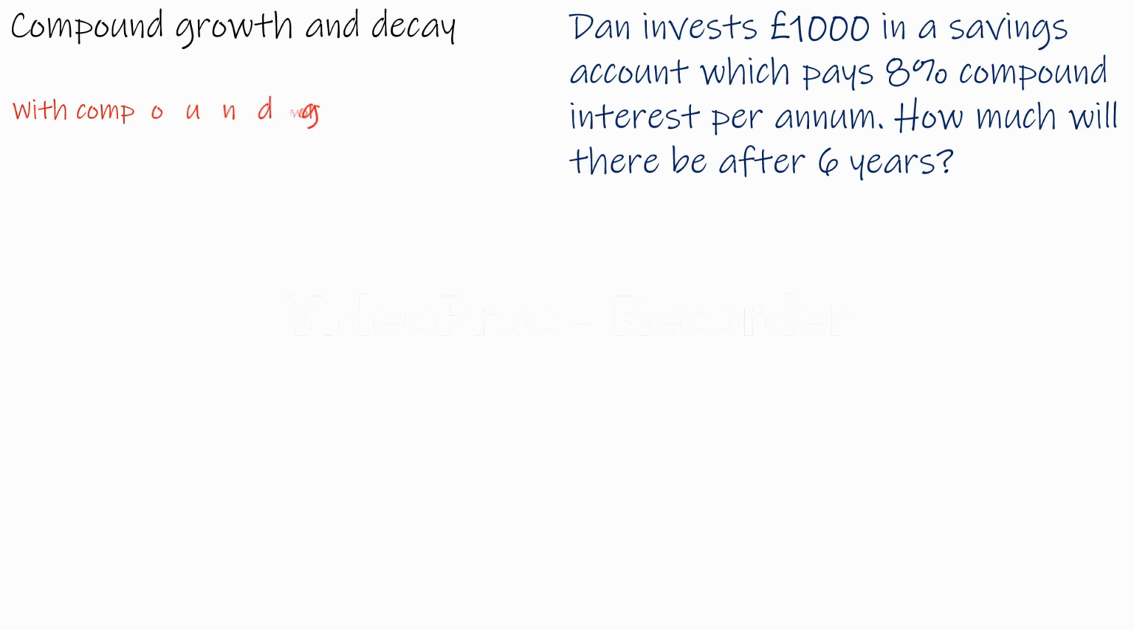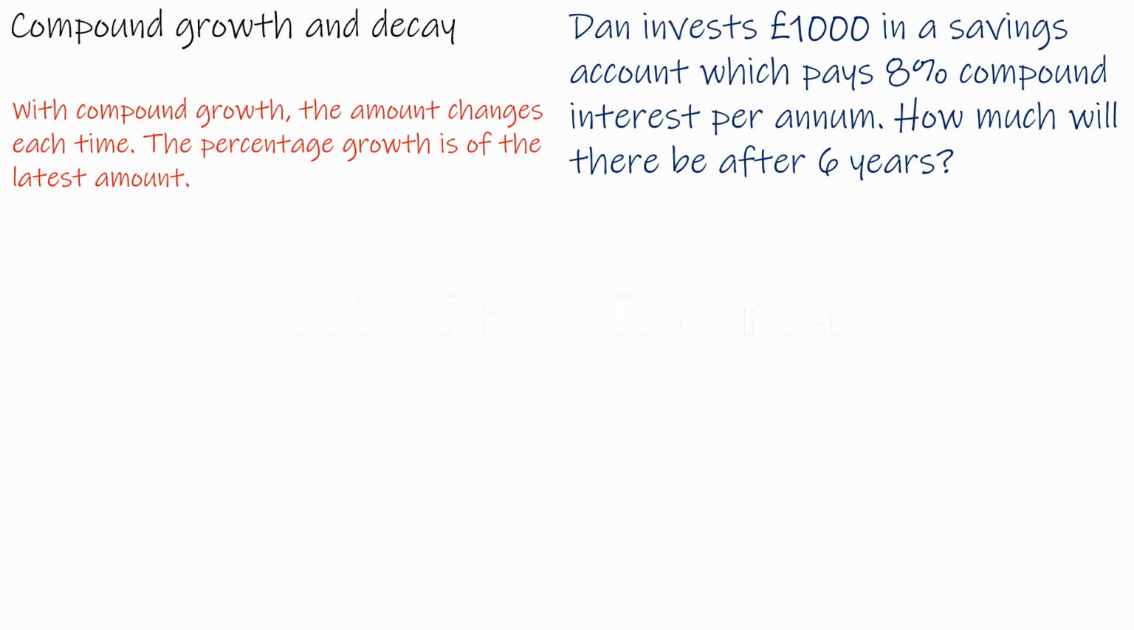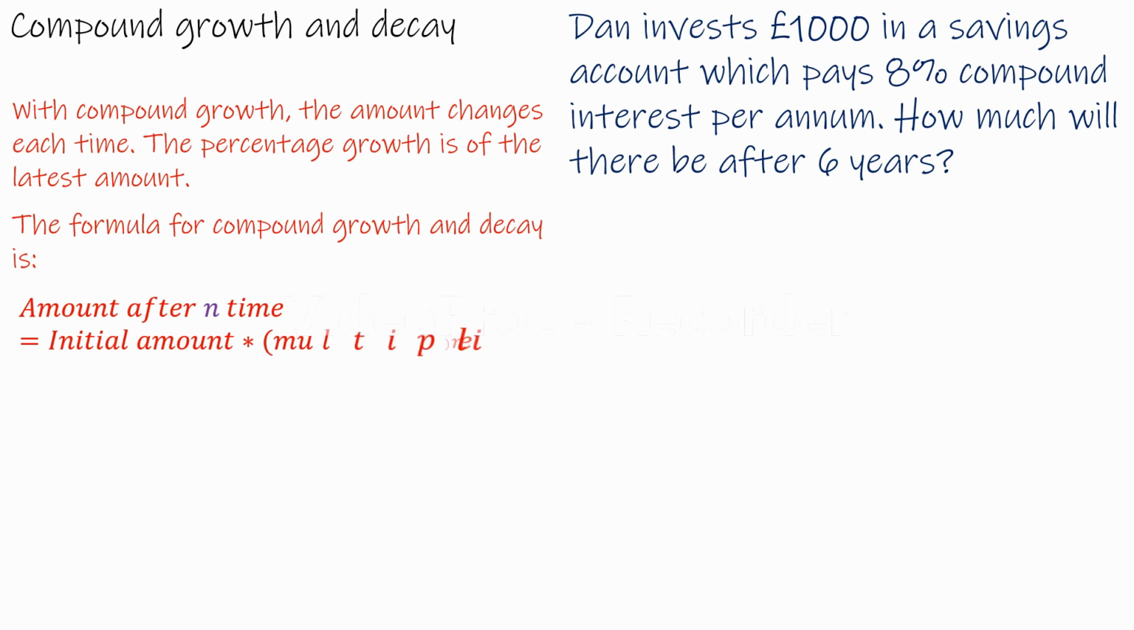The first thing we can say about compound growth is that the amount changes each time, therefore the percentage growth is going to be of the latest amount, and this will become clear in a moment. The formula for compound growth and decay is that the amount after n time, or a certain amount of time, equals the initial amount times a multiplier to the power of the amount of time n. This can be simplified and written as N equals N0 times multiplier to the power of lowercase n.